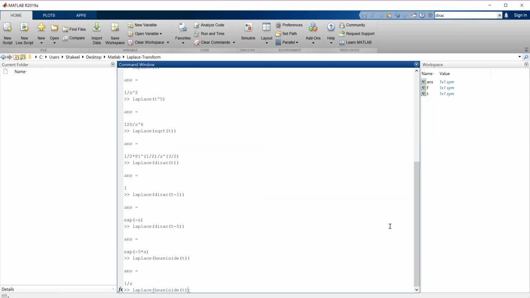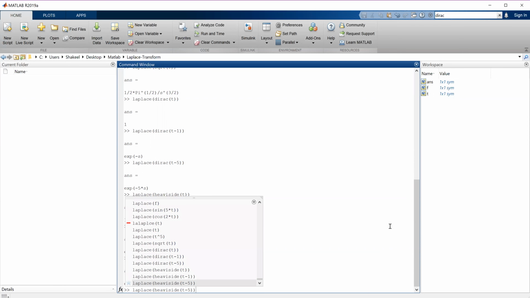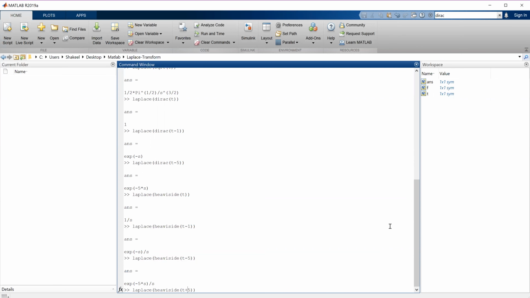In the same way you can take the Laplace transform of shifted versions of this unit step function. The Laplace transform of u of t minus 1 is e to the power of minus s divided by s. The Laplace transform of u of t minus 5 is e to the power of minus 5s divided by s. In the same way, you can say the Laplace transform of u of t plus 5 is this. All right, so this is the Laplace transform of a unit step function, and in the same way you can determine the Laplace transform of other functions as well.